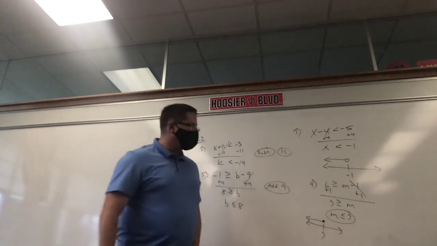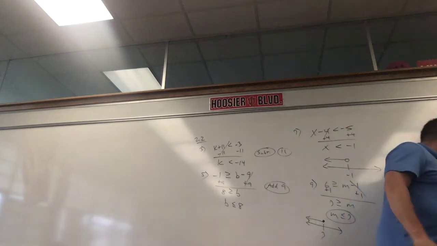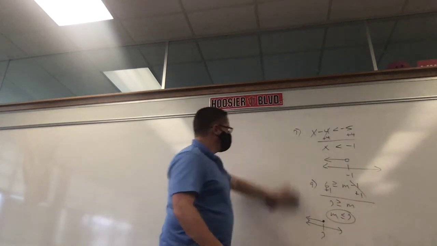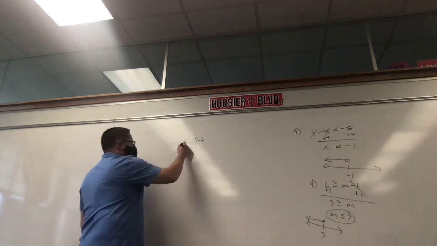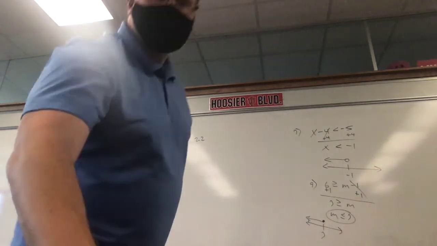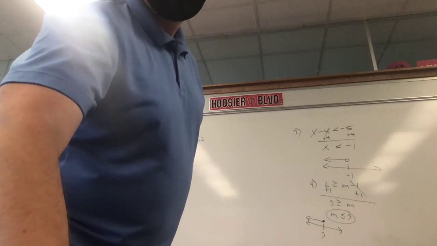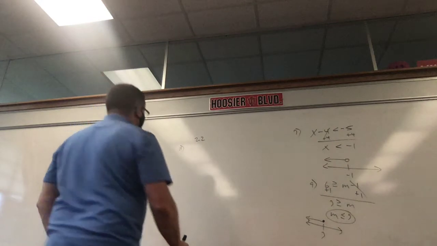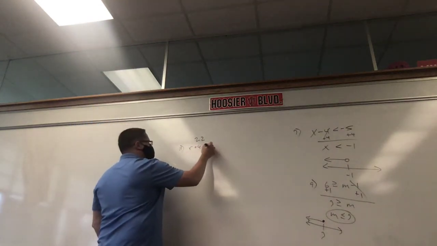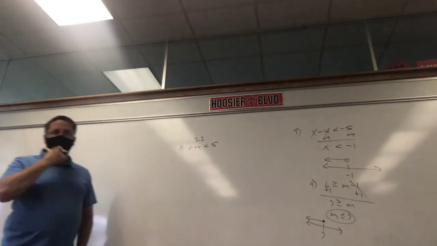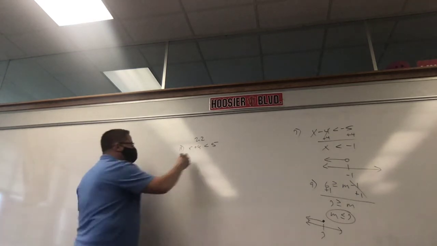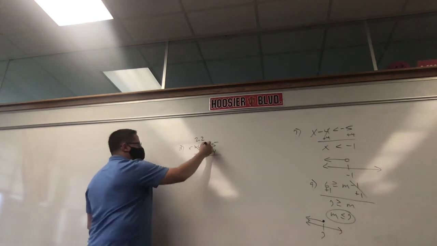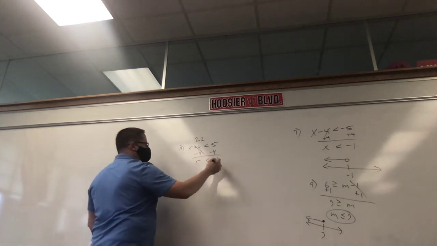All right, next one. Number 11. Okay, so we have r plus 4 is less than 5. To solve this, we've got to get r by itself. Minus 4 from each side. These cancel. r is less than 5 minus 4, which is 1.